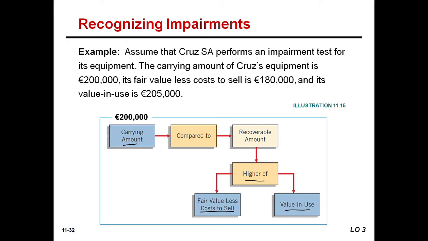So we'll do that. So we'll put these amounts first. Can you see, of these two, which is higher? Fair value or the value in use? Value in use, right? So we'll use the value in use to compare with the carrying amount. Now look at the carrying amount and look at the recoverable amount. Recoverable amount is 205 and the carrying amount is 200. So what do you think? Is there an impairment? Yes, you're right. There is no impairment because the recoverable amount is higher, right? So there is no impairment.